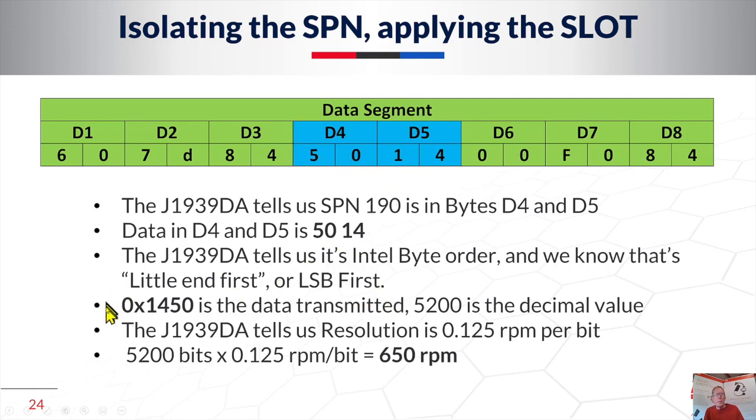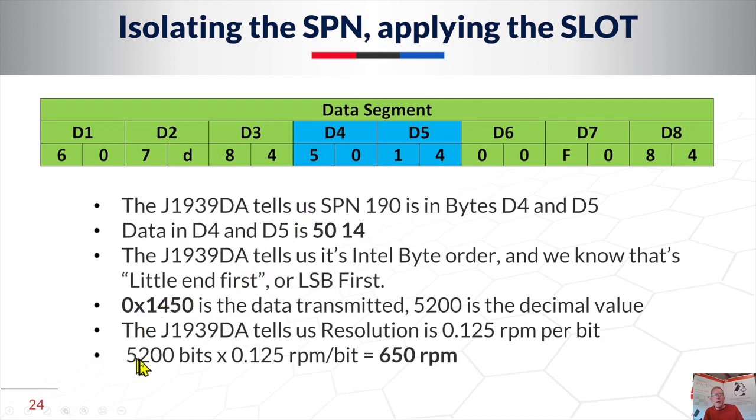We write this in hexadecimal format as 1450, right? Hexadecimal 1450. So we can convert that to decimal. It's 5200. That's what's being transmitted for engine speed in this message, in this signal.